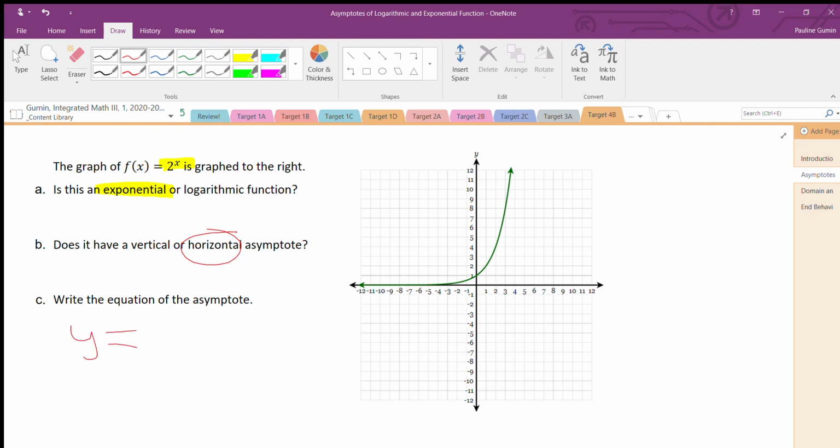Let's find the equation. Once again, there's two ways of doing it. Let's look at the graph. Let's see where it flattens out. It appears to be flattening out right here, which is where y equals 0. You can also tell from what's outside of the exponent, and there's nothing being added or subtracted to 2 to the power of x. When there's nothing being added or subtracted, nothing is 0.